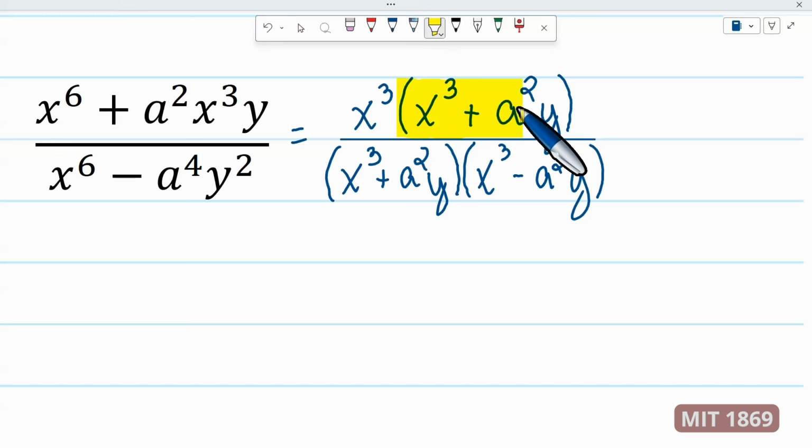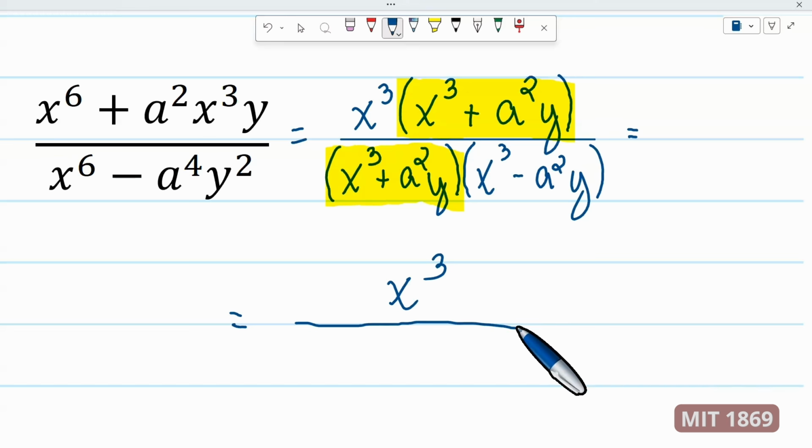Look how interesting. Look how simple, even for MIT. I'm going to put it just like here, just like down here. What is left above? The x cubed is left, right? Underneath, what is left here is the x cubed.